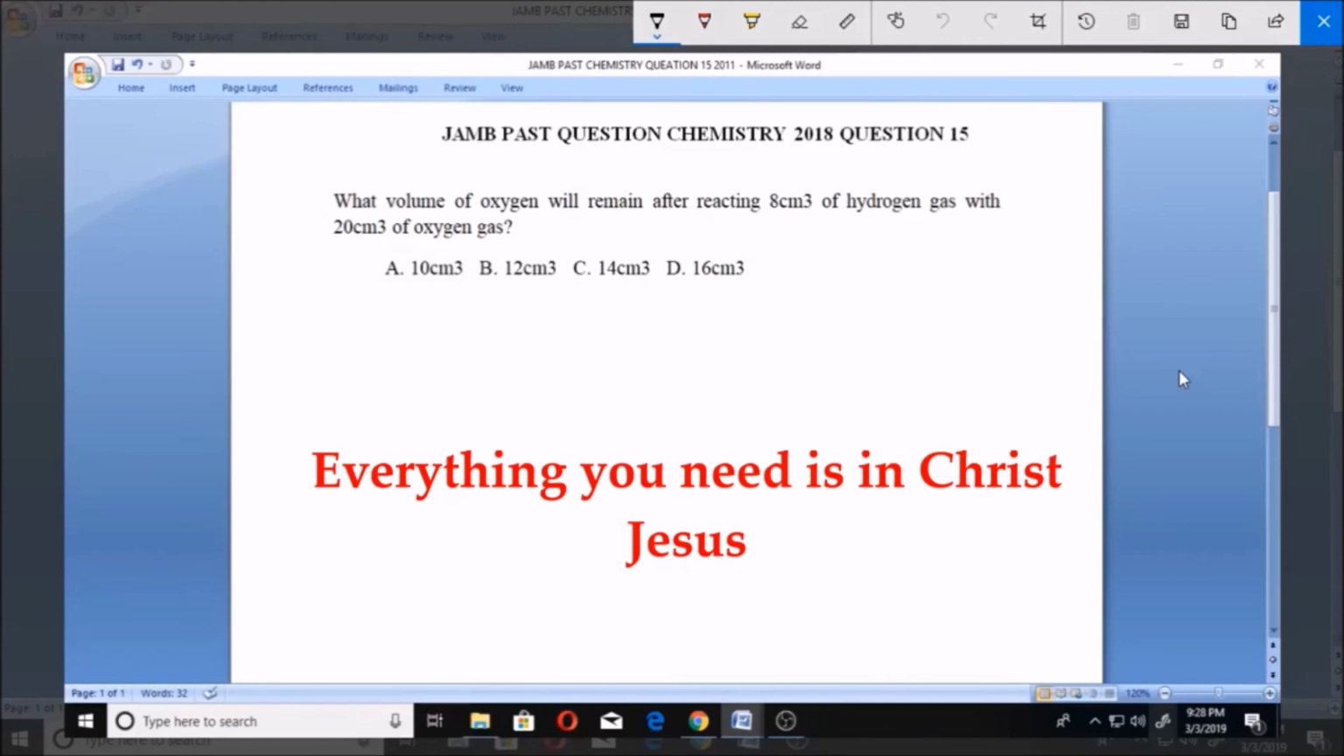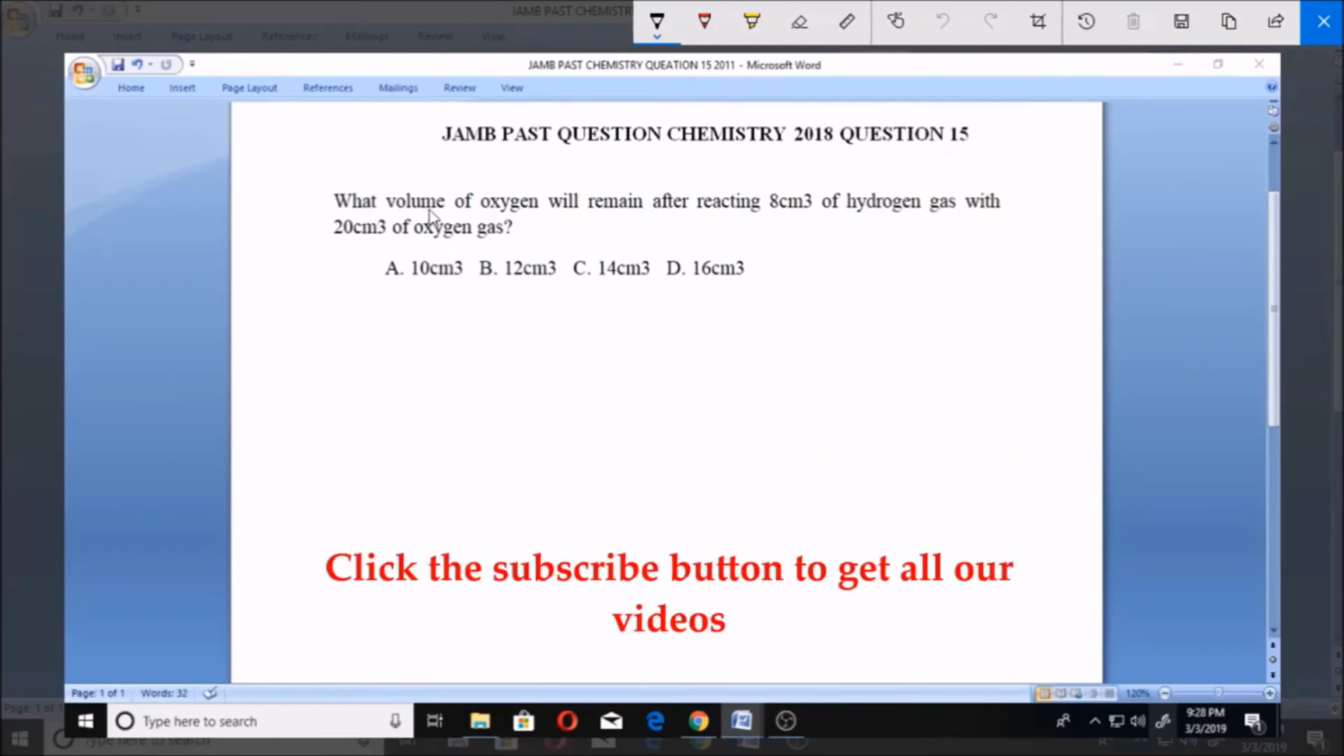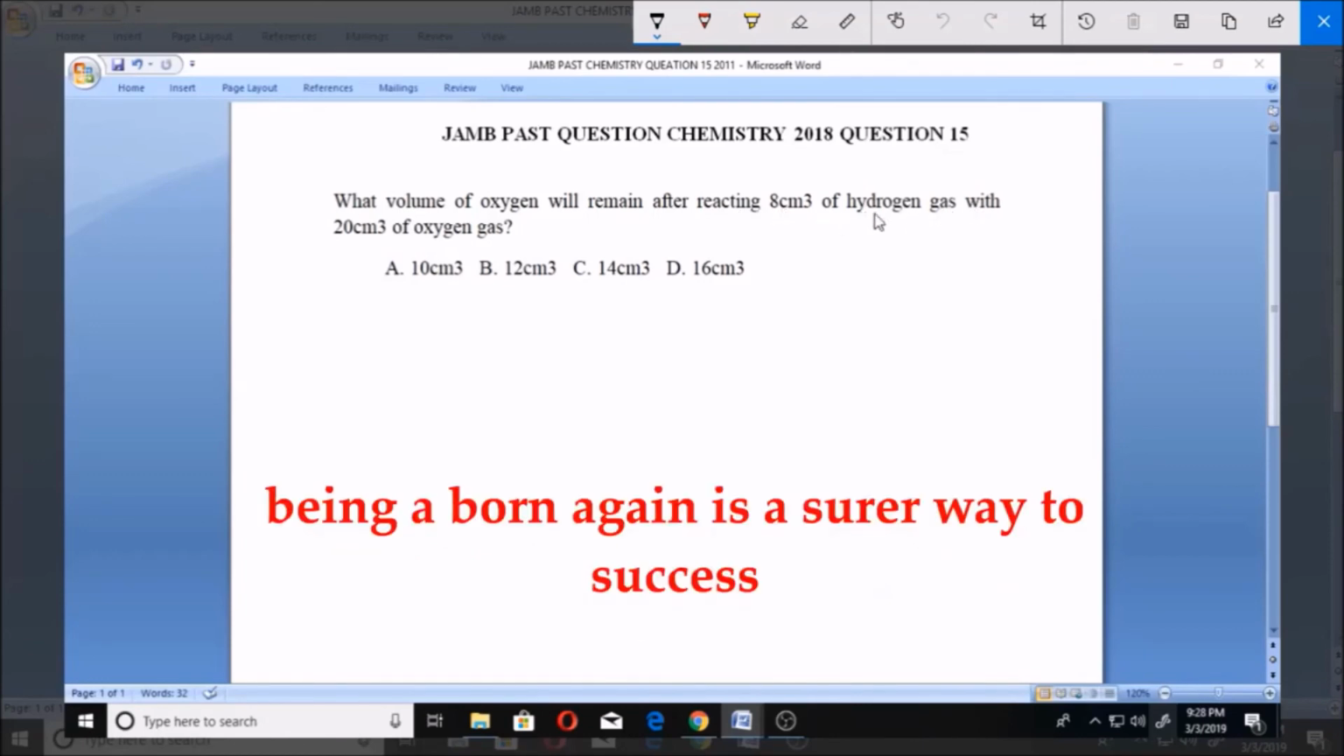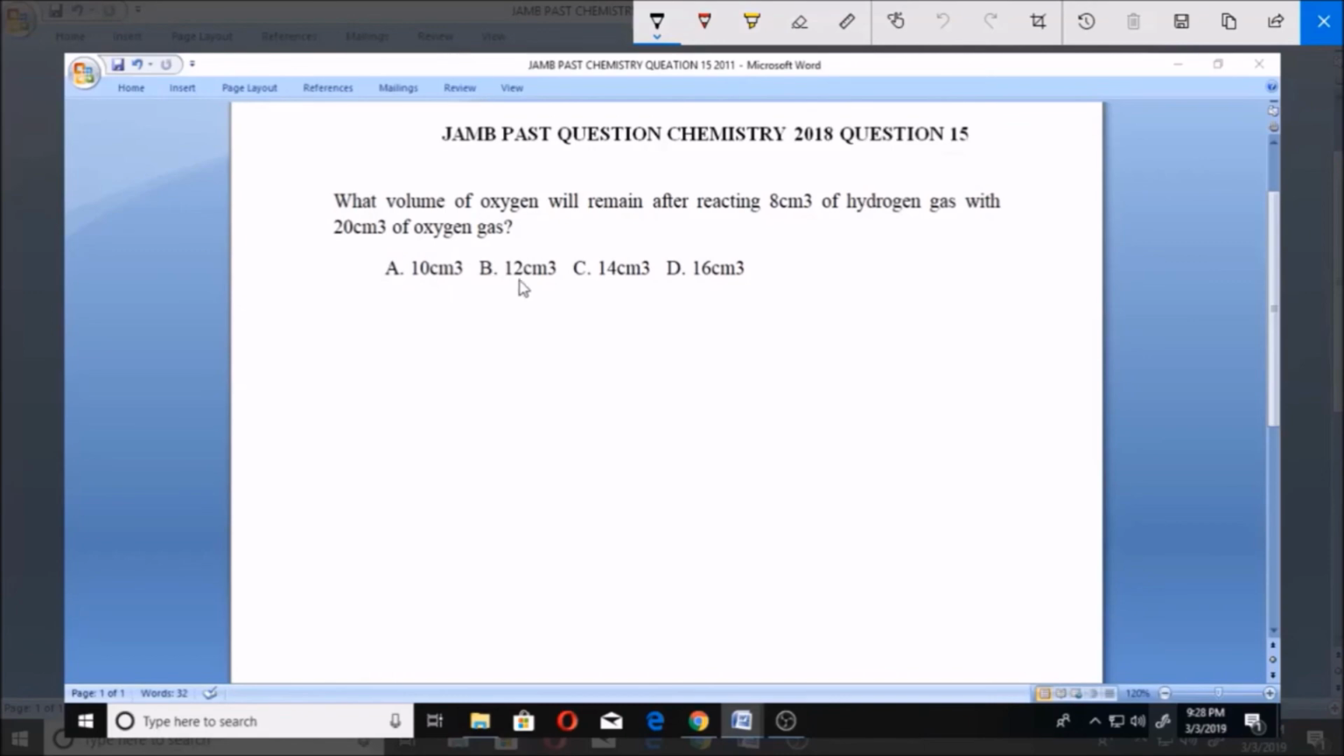Hello, welcome. Let's look at this question number 15 for JAMB past question chemistry 2018. What volume of oxygen will remain after reacting 8 cm cubed of hydrogen gas with 20 cm cubed of oxygen gas? Is it A 10 cm cubed, B 12 cm cubed, C 14 cm cubed, D 16 cm cubed? Please take note, this 3 is actually superscript. All the 3's on the cm cubes are superscripts.